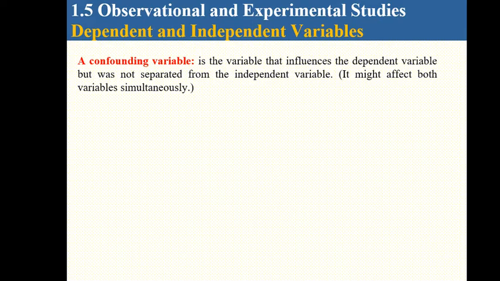In some statistical studies, we can encounter a confounding variable. So what is a confounding variable? This is a variable that influences the dependent variable but was not separated from the independent variable. So it might affect both variables simultaneously.